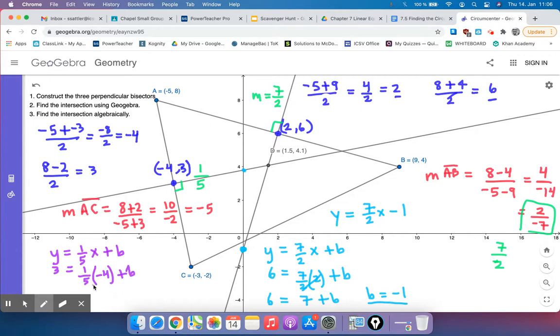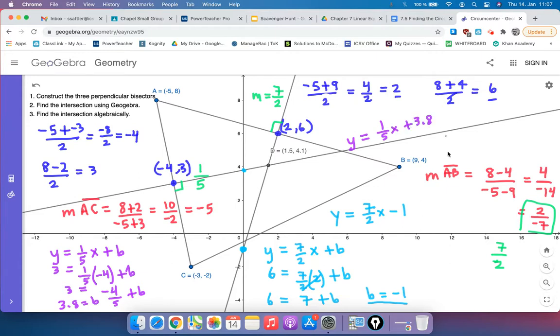Now this is a little bit harder. It's going to look like it's going to be a fraction, because 1/5 times -4 is -4/5. And then we've still got this 3 on the other side, so we're going to have to add 4/5 to both sides. Might make it easier if we change this to a decimal. 4/5 is 0.8, so we add that to the other side and we get 3.8 equals b. Okay, so the equation of this line is y equals 1/5 x plus 3.8.